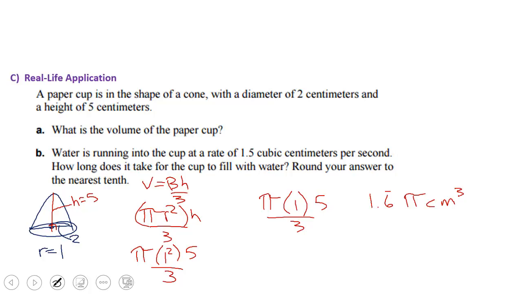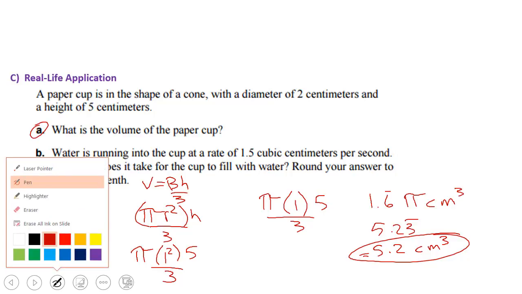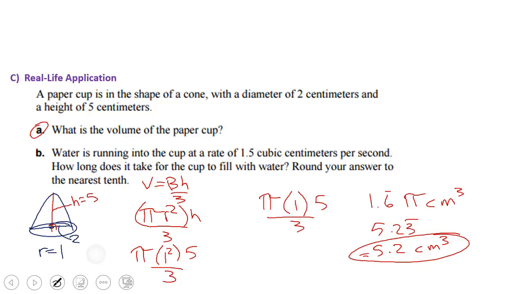Then we take that 1.6 repeating, multiply it by 3.14, and we get 5.23 repeating. So we're just going to say 5.2 centimeters cubed is the volume of our little tiny paper cup. So that's the answer to A: what is the volume of the paper cup? And of course that was using all the stuff we learned in video 1. Now we're going to do B.